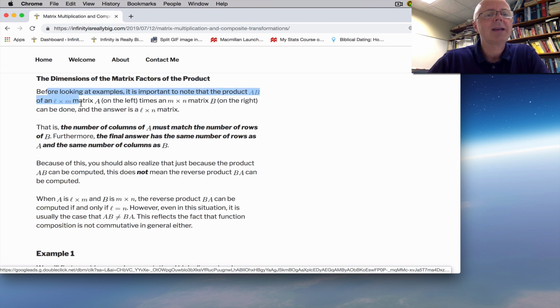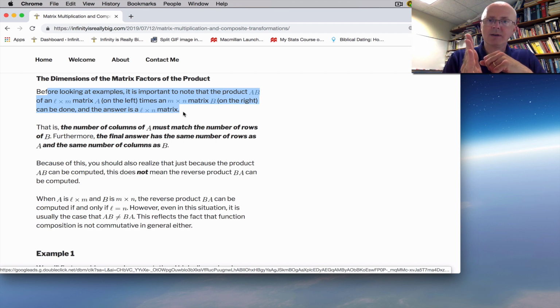To multiply A times B, A is L by M, it's on the left, B is M by N on the right. The number of columns of A has to equal the number of rows of B. And the answer is going to have a dimension L by N. Same as the number of rows of A and the number of columns of B. Yeah, L by N. The final answer has the same number of rows of A and the same number of columns of B.